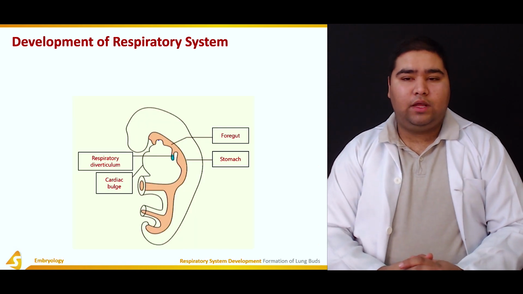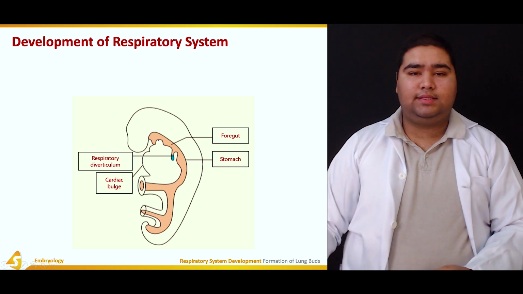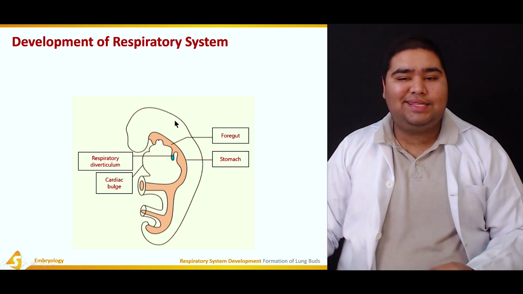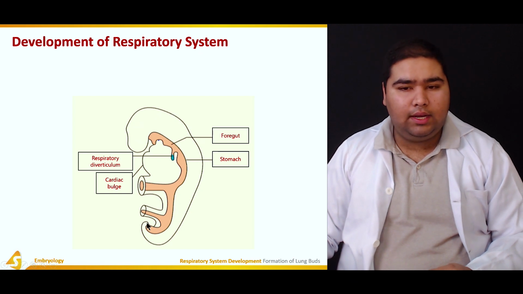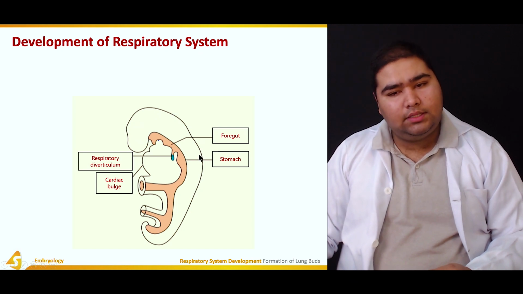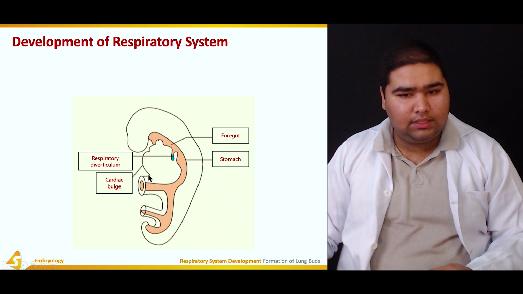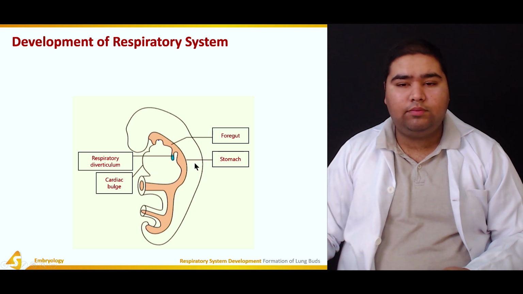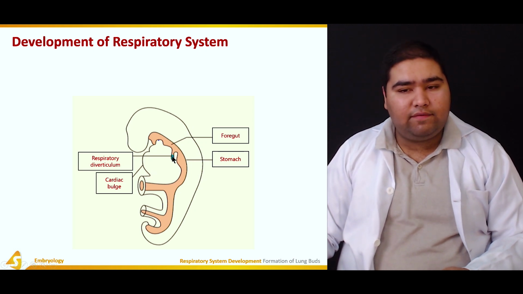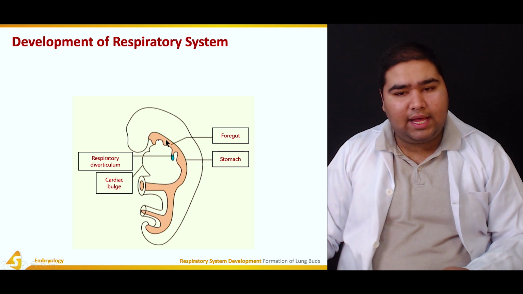First of all, there's a figure in this slide. This is the cranial end of the embryo. This is the caudal end. This is the dorsal part. This is the ventral part. So you can see here this is the cardiac bulge. In this portion, the adult heart would be formed. This is the respiratory diverticulum. This is the foregut and the stomach.